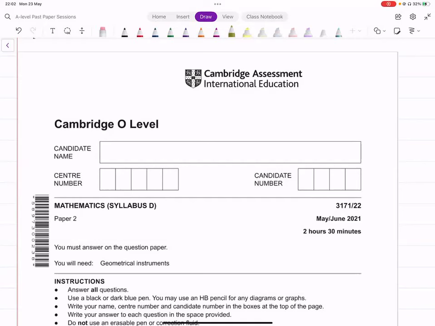So today in this session, we are going to discuss this paper from May, June 2021. It's actually not a paper that was conducted in May, June. In Pakistan, this was the July series. The exam was held in July, a mini series. It's basically that paper. So this is what we're going to discuss today.